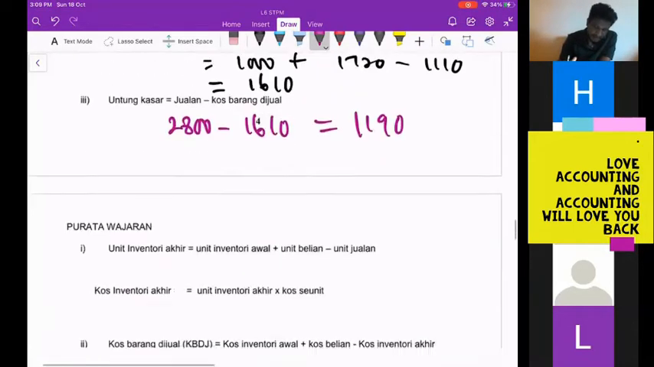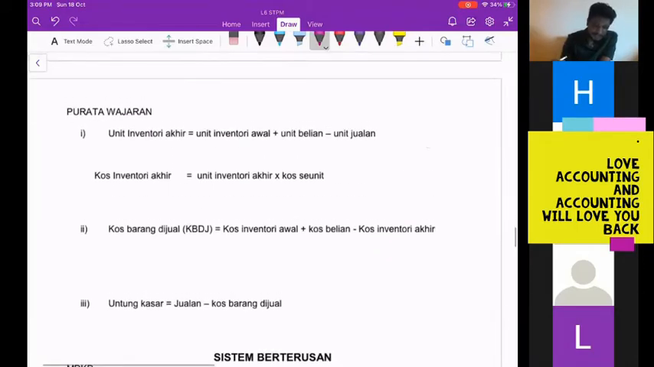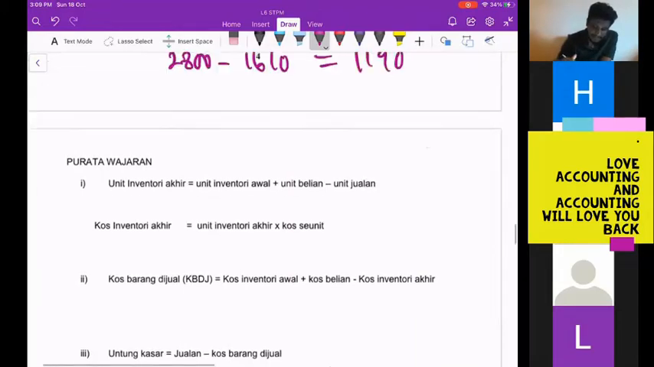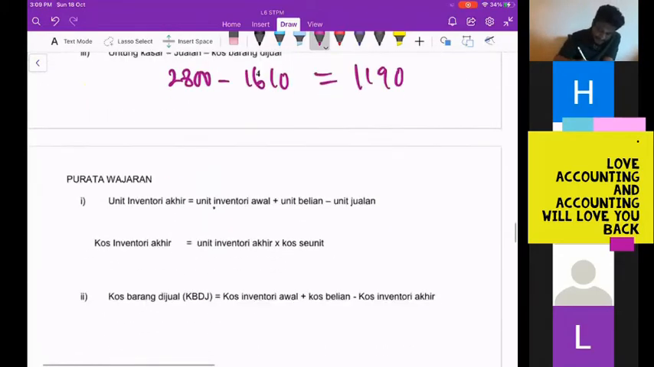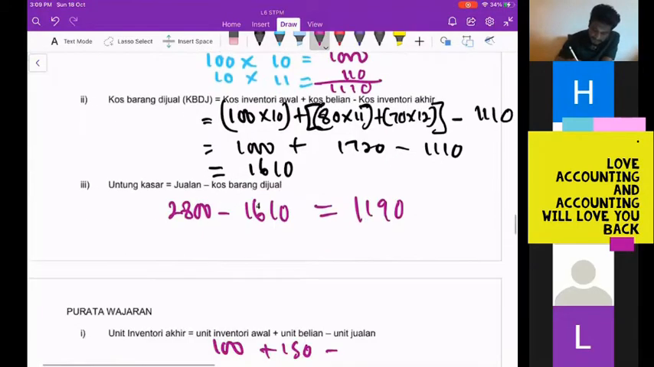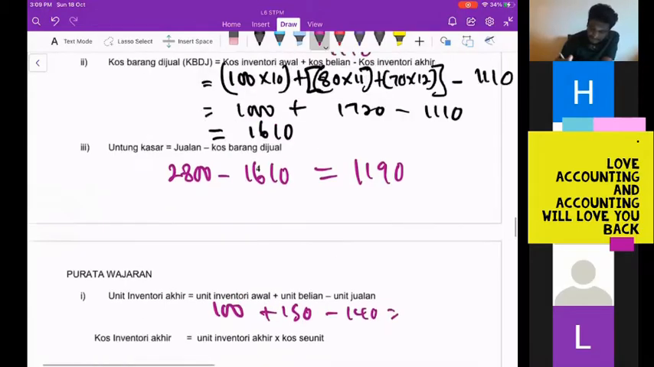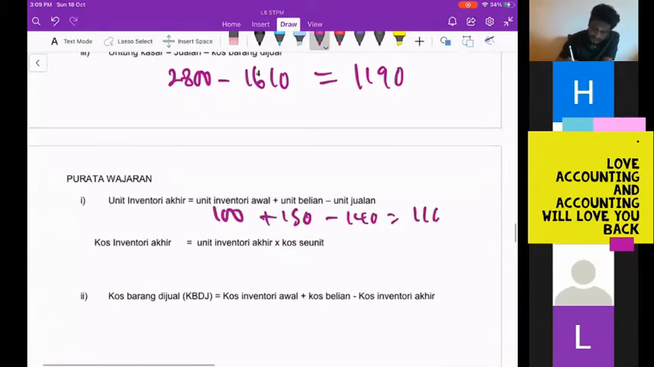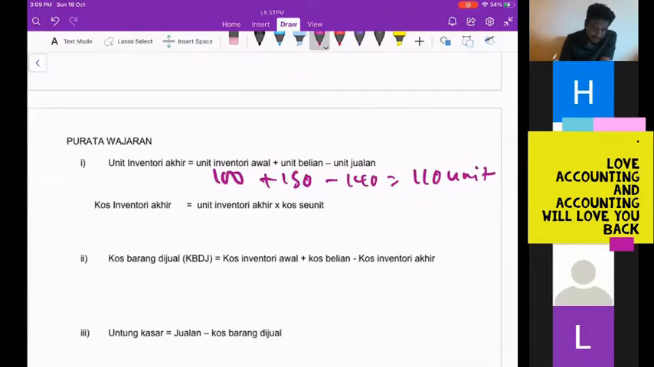Yes, sir. Okay, next one is Purata Wajaran. Purata Wajaran is the same thing. The units will be the same only. 100 plus 150 minus 140, you get 110 units. Okay, then cost inventory akhir.